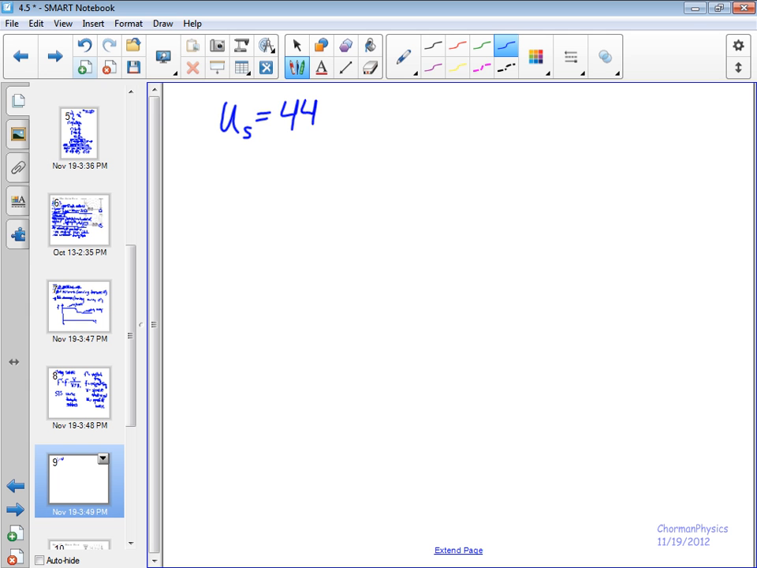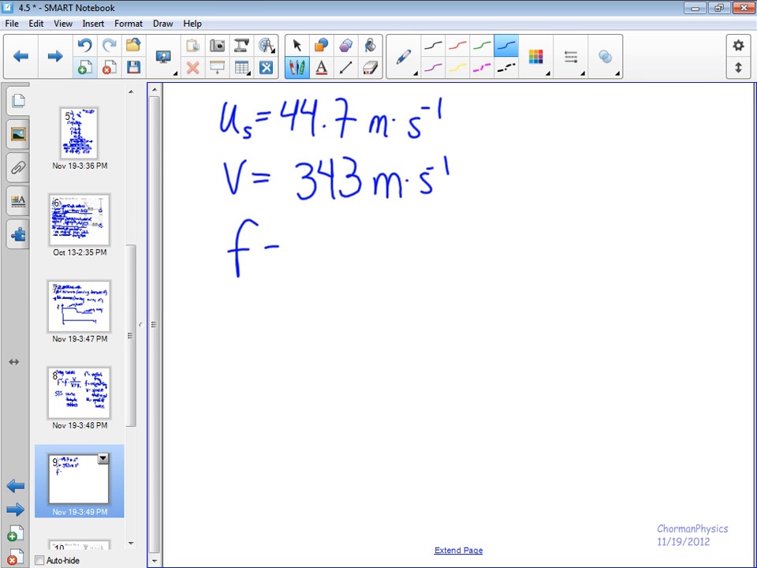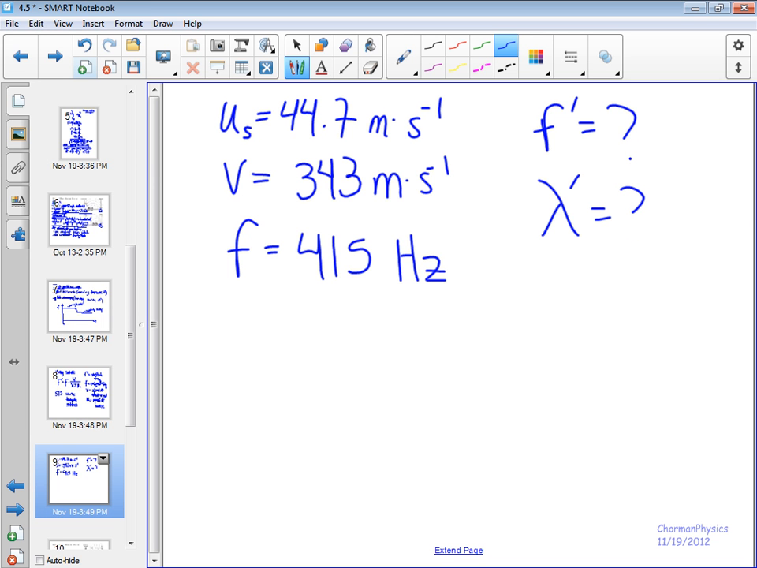So first things first, let's write down all of our information here. Speed of the source, 44.7 meters per second. Speed of the wave, sound in the air, 343 meters per second. Original frequency, 450 hertz. What we're asking you to find is f prime and lambda prime.